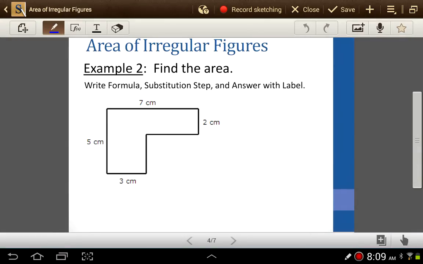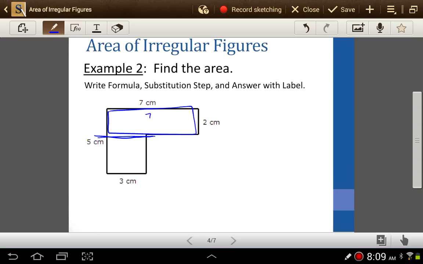In our next example, we have basically a couple of rectangles put together. Now, I could break it this way if I wanted, or I could break it that way if I wanted. Either way is fine. I don't care which way you want to do it. I'm just going to break it this way here. Okay? Now, when I break it here, I got 7 and 2 for this rectangle.